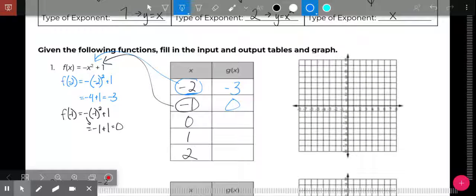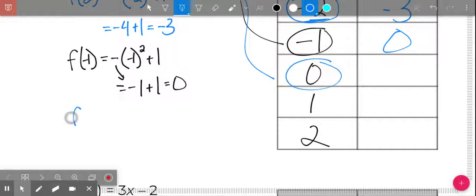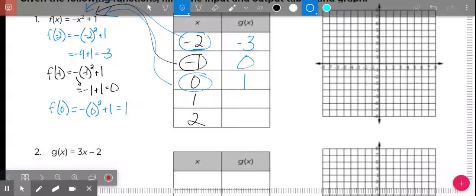Okay, next we're going to plug in the 0. So now I'll have f of 0 equals negative, and then 0 squared plus 1. 0 squared gives me 0, plus 1 gives me 1. So my output's going to be a 1. And then guys, the great thing with parabolas is they're symmetrical. So then we know that it's also going to be a 0 and a negative 3.